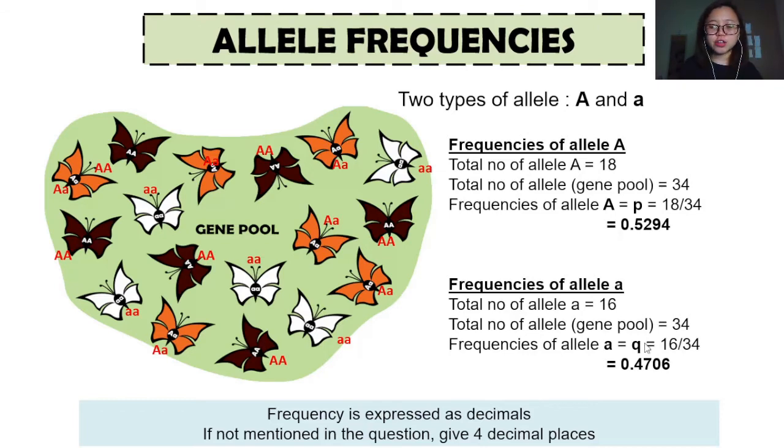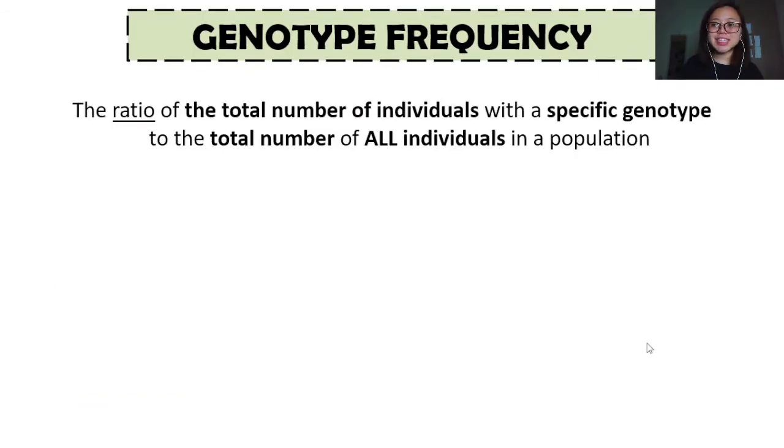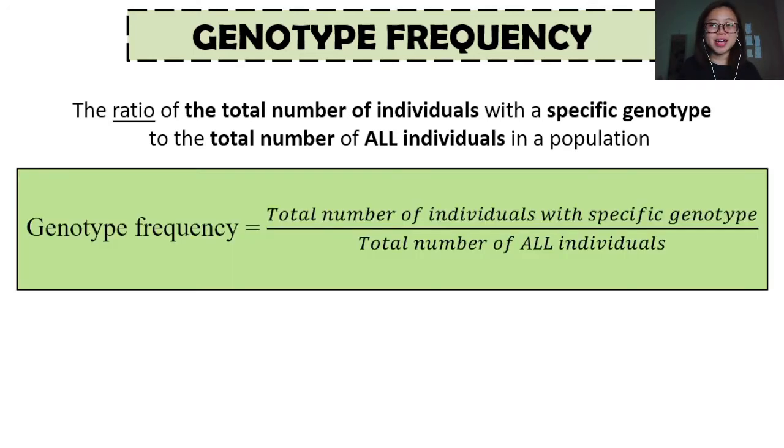Now let's move on to the next slide, which is genotype frequency. Genotype frequency is once again a ratio, the ratio of the total number of individuals with a specific genotype to the total number of all individuals in a population. This also has a formula, and the formula is this.